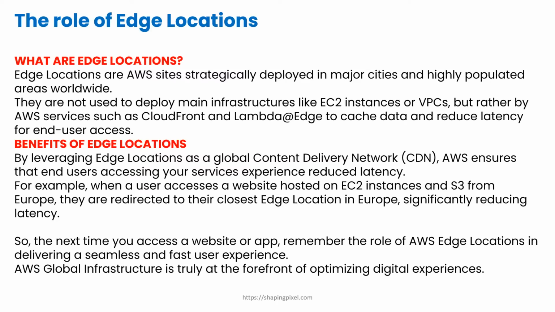So the benefits are, by leveraging edge locations as a global content delivery network, AWS ensures that end users accessing your services experience reduced latency. For example, when a user accesses a website hosted on EC2 instances and S3 from Europe, they are redirected to their closest edge location in Europe, significantly reducing latency. So the next time you access a website or app, remember the role of AWS edge locations in delivering a seamless and fast user experience. AWS global infrastructure is truly at the forefront of optimizing digital experiences.